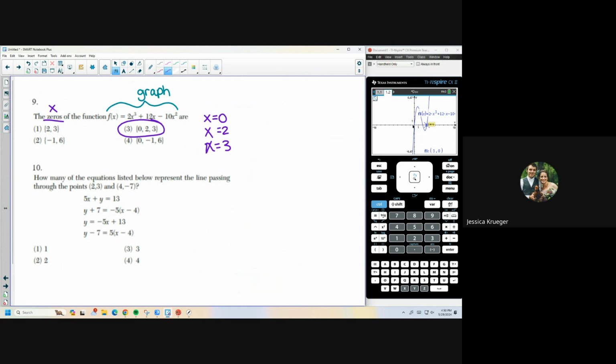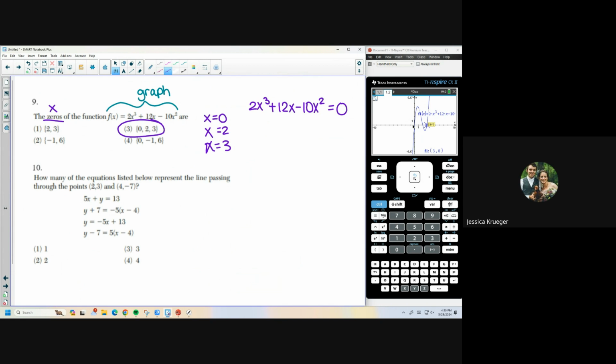Now, what if this were not multiple choice? How would we do this? Well, to find the zeros, you take your function 2x to the third plus 12x minus 10x squared, and you set it equal to 0.